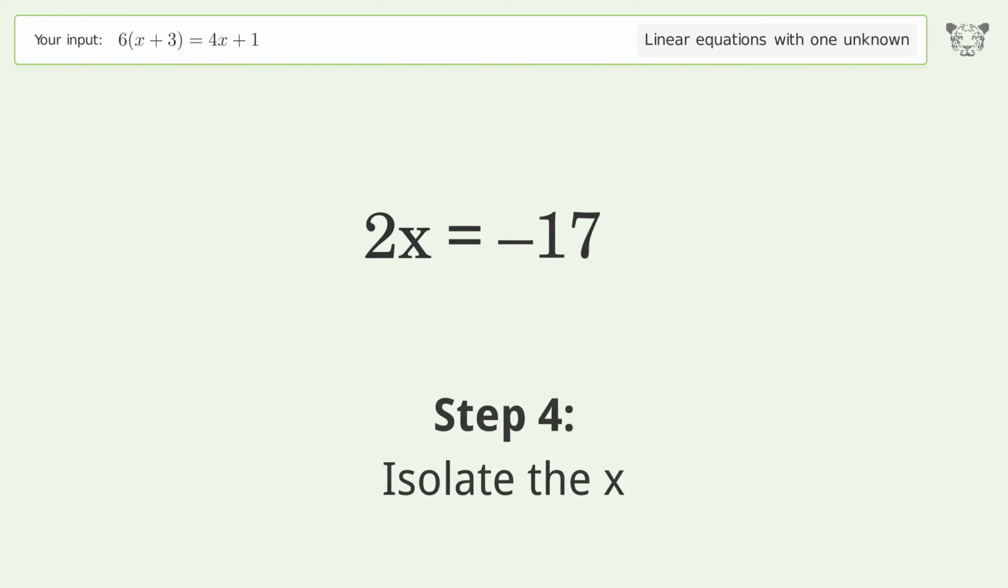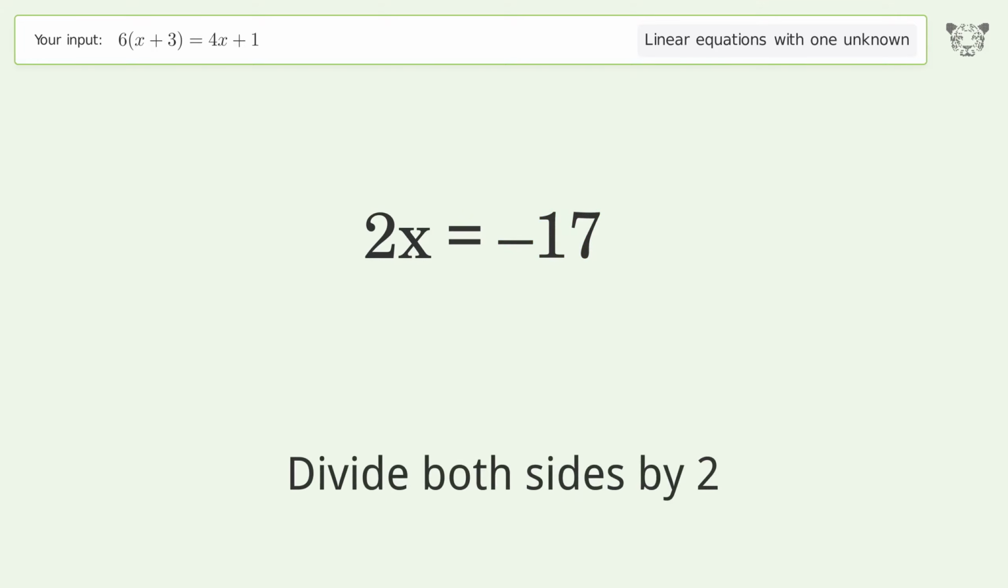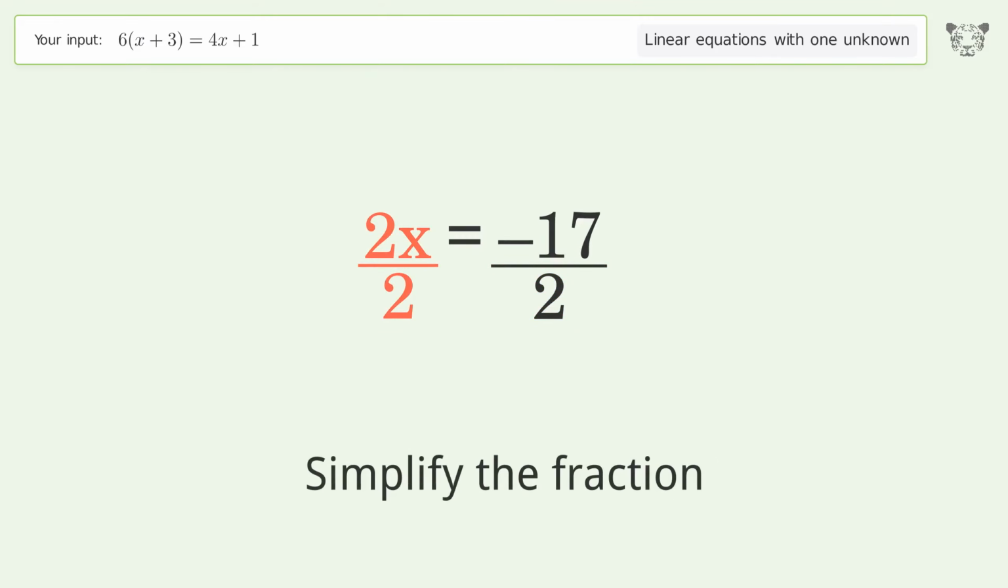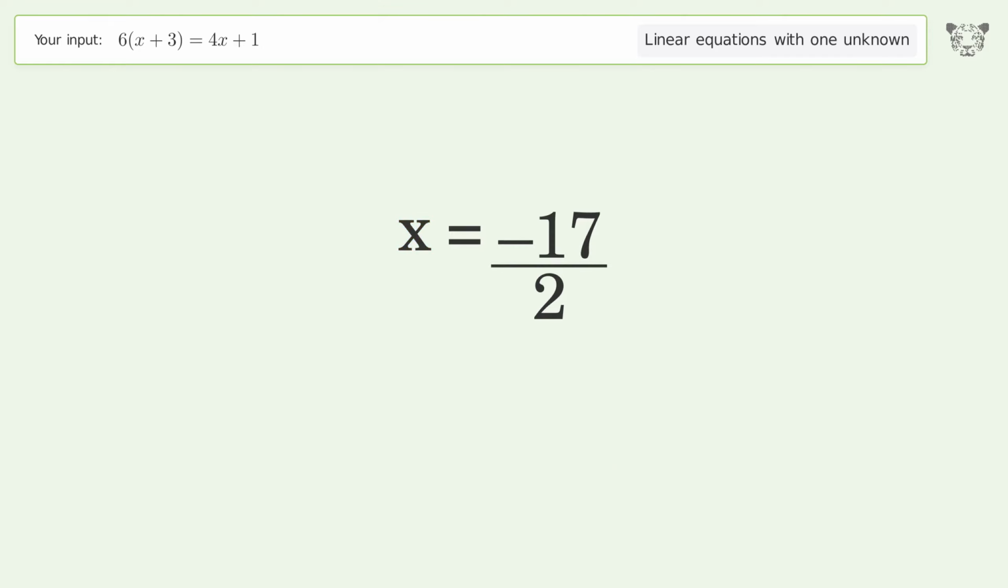Isolate the x. Divide both sides by 2. Simplify the fraction. And so the final result is x equals -17/2.